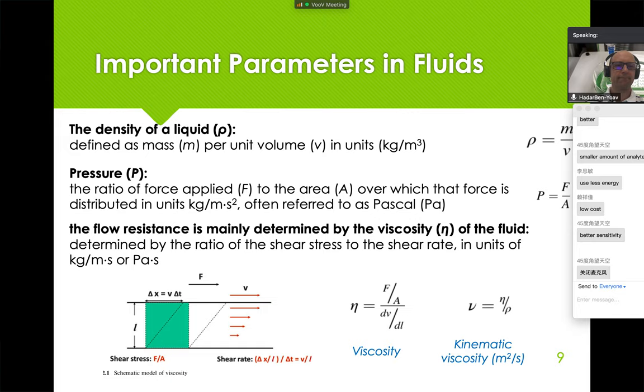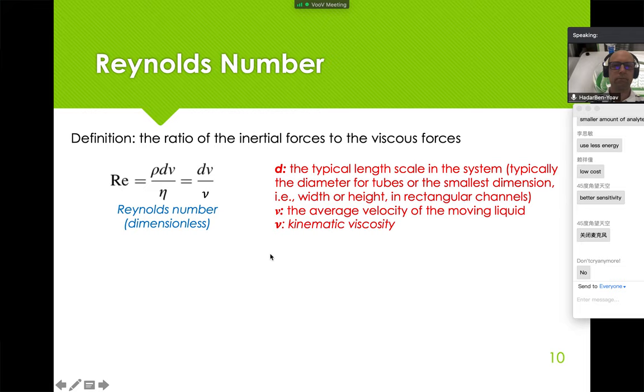Okay, let's continue. Now we define another parameter called the Reynolds number. By the equation, the Reynolds number is the ratio between the inertial forces and the viscous forces. Here we have rho, which is the density. D is the typical length scale in the system, usually the diameter of the channel. V is the average velocity of the moving fluid. And nu, which looks similar to V, is the kinematic viscosity.